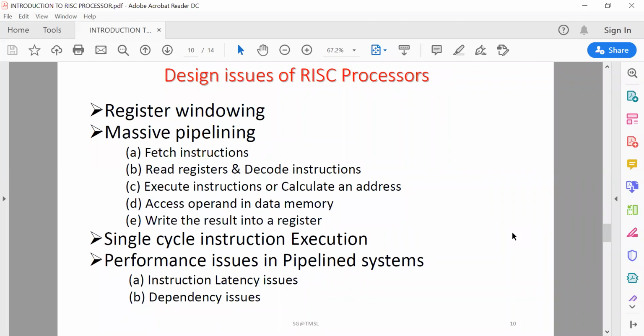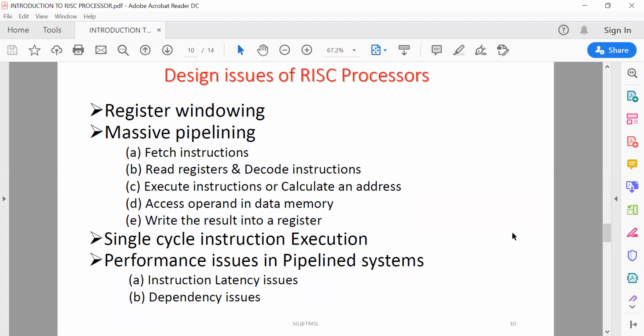Now there are some design issues related to RISC processors, like register windowing, massive pipelining, single cycle instruction execution, and the performance issues in pipelining systems. To design this RISC processor, the designer must follow certain rules, and these issues can be fixed before implementing that RISC concept into a processor.